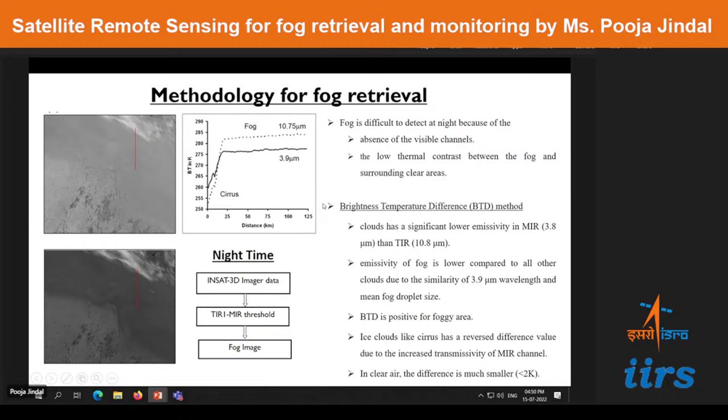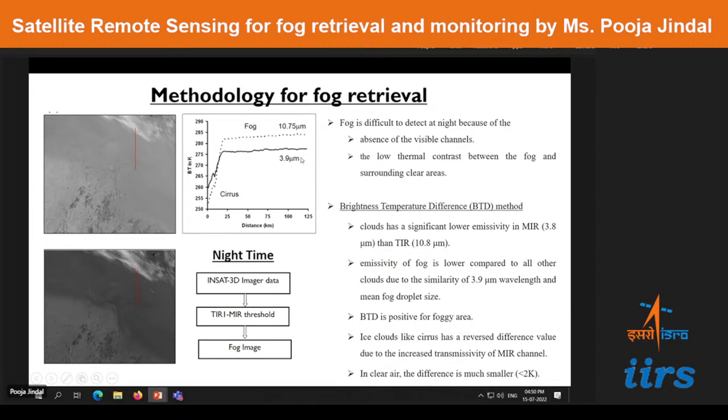Okay, and this methodology is basically called the BTD method, that is, brightness temperature difference. We are taking the difference of the brightness temperature of two channels to get the fog. Therefore, this method is called the BTD method. In this method, ice clouds like cirrus have a reverse difference value. This is because of the increased transmittivity of the mid-IR channel. The 3.9 micrometer wavelength will have higher transmittivity through the cirrus clouds, which leads to a higher BT in 3.9 as compared to 10.8. Therefore, the difference is negative.